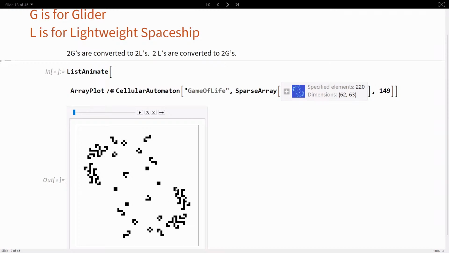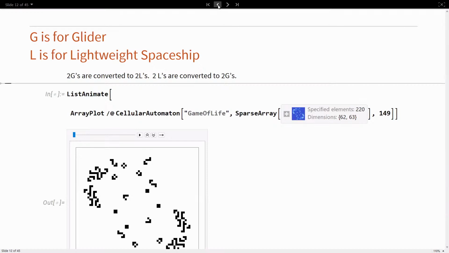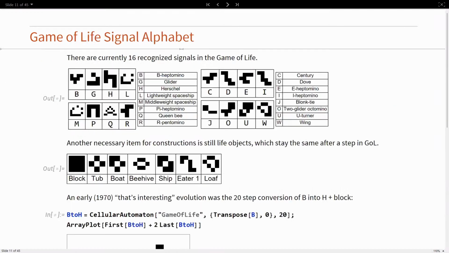So if you have a good mechanism for converting one signal to another, you can use that to build an oscillator, as was done here. And these two shapes will convert two gliders into two lightweight spaceships. And I mentioned back here, this was an alphabet. When any signal is important enough, it will be assigned a letter of the alphabet. And so far, there are 16 recognized signals in the game of life with these letters. This is the alphabet of signals in the game of life.